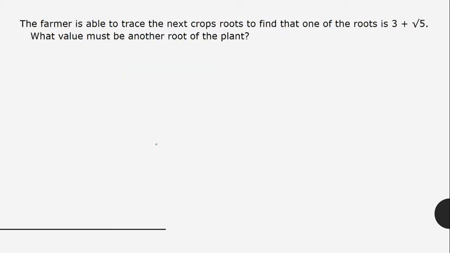The farmer is able to trace the next crop's roots to find that one of the roots is 3 plus square root of 5. What value must another root of the plant be? Well, if you remember the complex conjugate pairs that we have to have when we find roots, that theorem, the complex conjugate root theorem, says that if we have the root here of 3 plus root 5, that must mean that instead of a plus in between, it must also be a root of 3 minus root 5. We have to have both, the positive and negative of the root there. So another possible root would be 3 minus square root of 5.